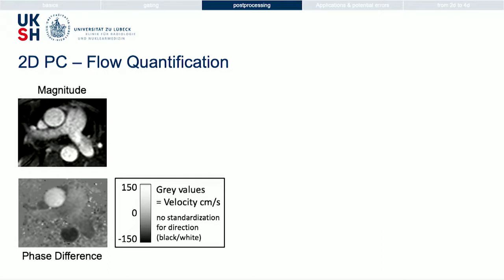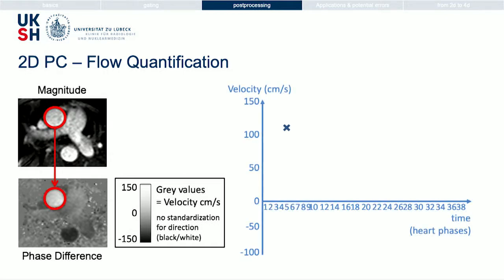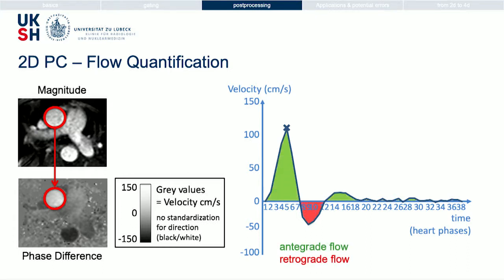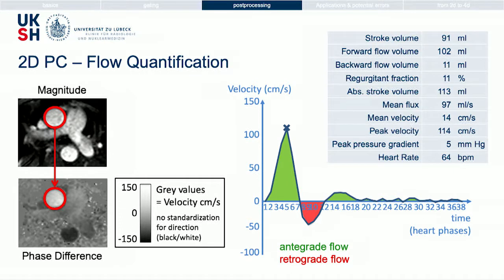In this case, white means going up in the ascending aorta, and black means blood flowing down in the descending aorta. So you delineate the contour of the ascending aorta. And if you're doing that at the peak systolic image, you get the peak velocity. If you're doing that for all the images during the cardiac cycle, you get the velocity profile of the aorta with the antegrade and the retrograde flow. And you got loads of other information: stroke volume, regurgitant fraction, peak velocities and flow, and peak pressure gradients.